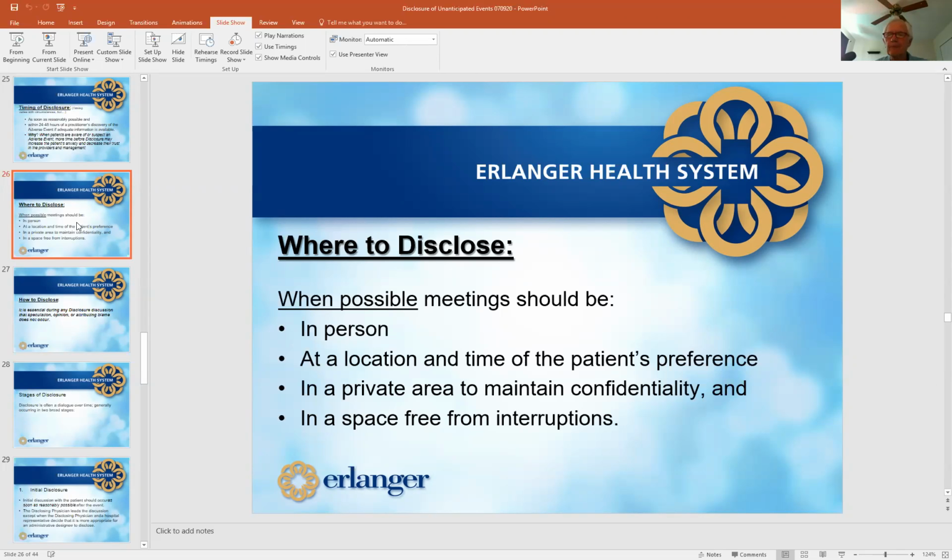Right. And so once you've found your adverse event, you're getting ready to disclose, then the question becomes, where are you going to do that? So obviously, again, there are different situations. If you're down in the ED and the ED is bustling and there are a lot of people around, but it's something that you've got to talk about immediately, there are reasons why it's not always possible to do it this way. But when possible, you want meetings to be in person and at a place that the patient prefers to have it.